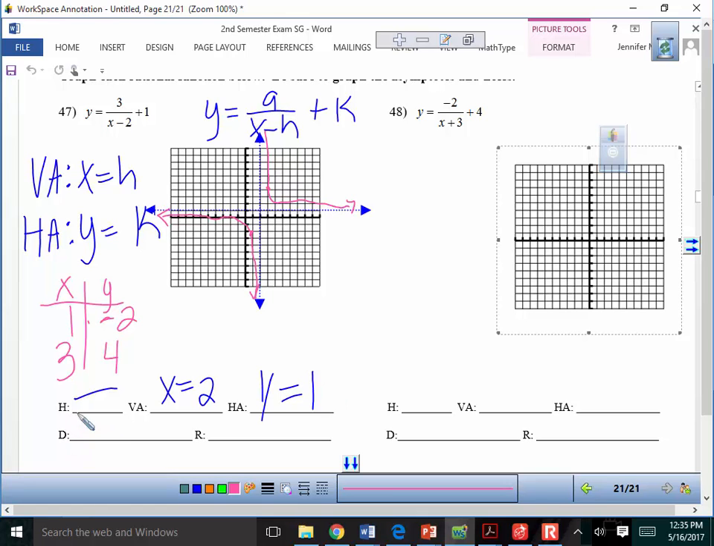Now our domain is going to be -infinity to 2, and then 2 to infinity. And then the range is -infinity to 1, and then 1 to infinity. Are there any questions there?